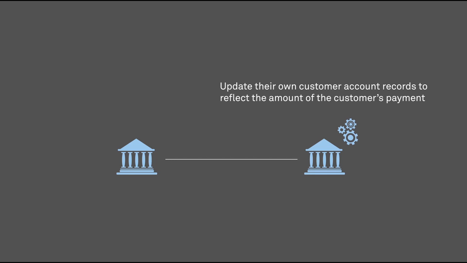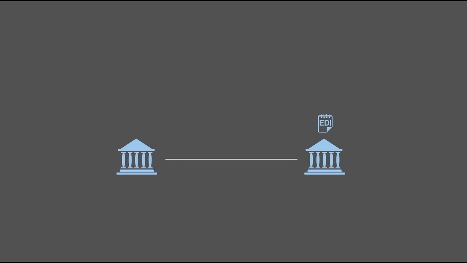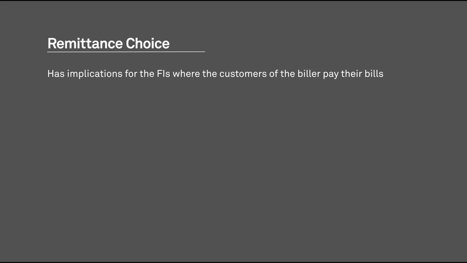Of course, if the billing organization receives its payments from its FI in EDI format and has fully integrated its accounting systems, this will be done via straight-through processing, meaning that customer accounts will be updated in a timely manner with no manual intervention. The type of remittance that a biller chooses to accept has implications for the FIs where the customers of the biller pay their bills.